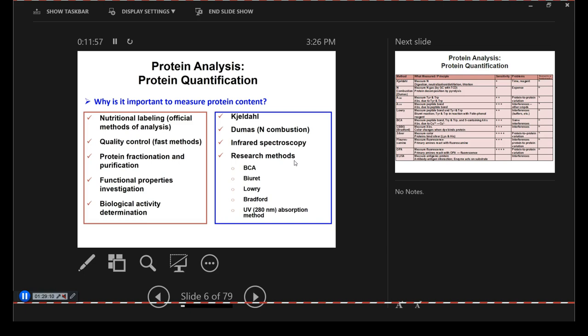If we're determining enzymatic activity, we also want to determine per amount of protein. So often when you buy an enzyme, it would tell you how much activity it has per milligram of protein or per gram of protein.